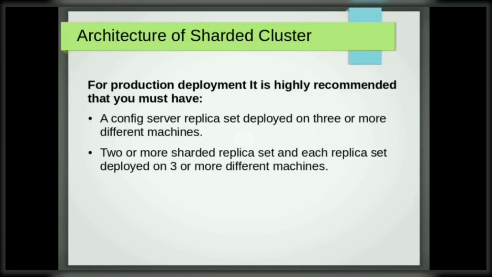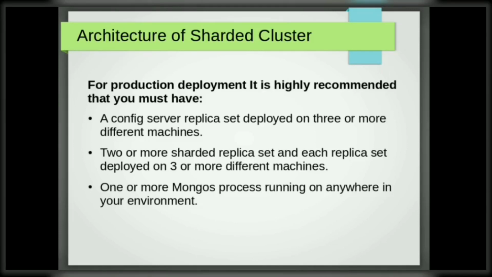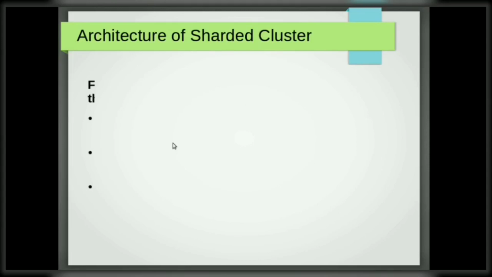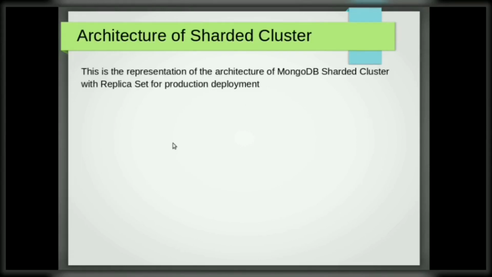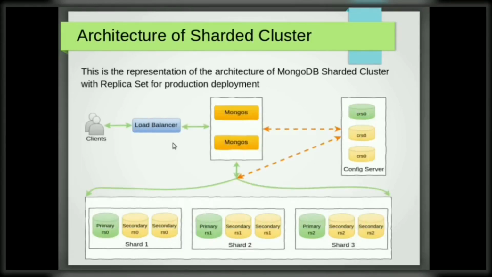You can have 2 or more sharded replica sets and each replica set deployed on 3 or more different machines. Again, it depends upon the size of your data and how many partitions of your dataset you require. You can have 1 or more Mongos processes running anywhere in your environment. We can better understand this with the help of a diagram. This is the representation of the architecture of a MongoDB sharded cluster with replica sets for production deployment.